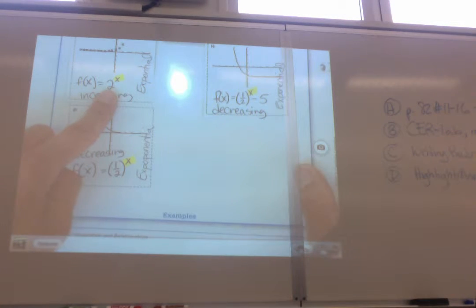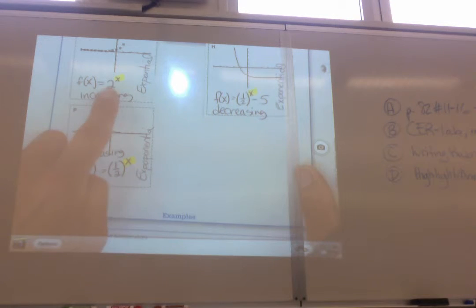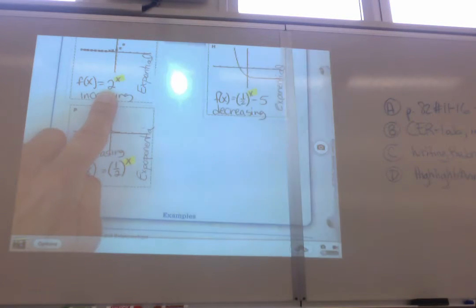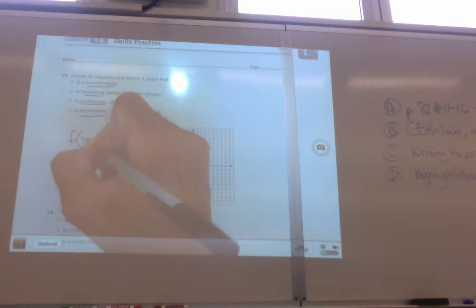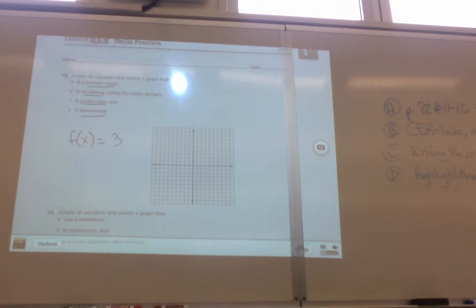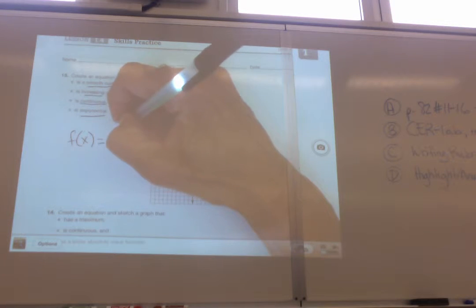This one has a whole number 2 in its base. This one has a fraction in the base. So I'm not going to do a fraction because I want it to increase. And one key in exponential functions is that the x is the exponent. All right? So I'm going to create a function, f of x equals, I'm going to just use 3 as the base. And I'm going to put my little x up here in the exponent.